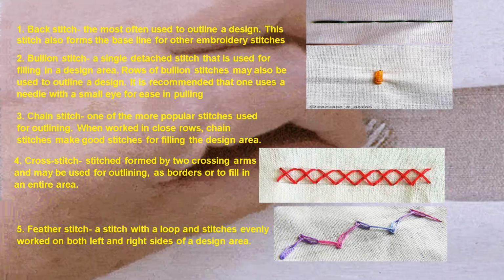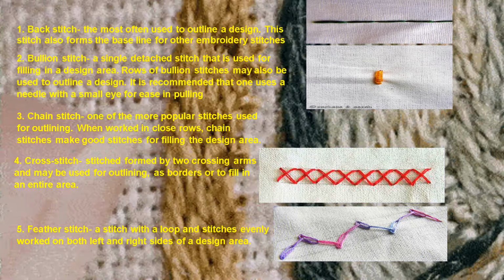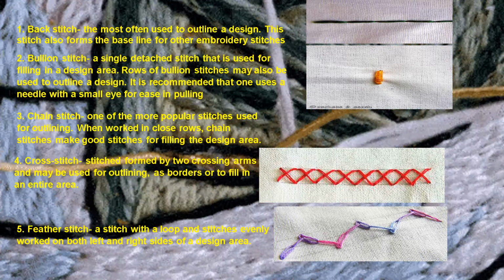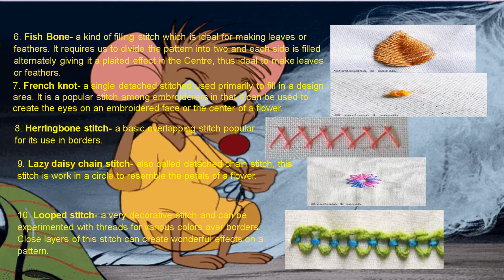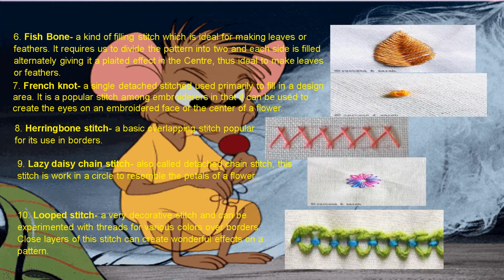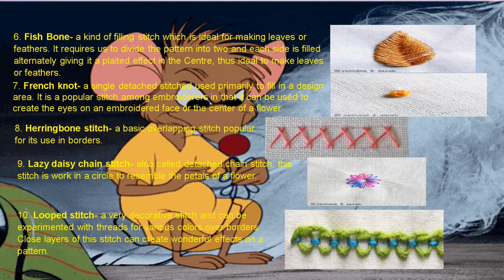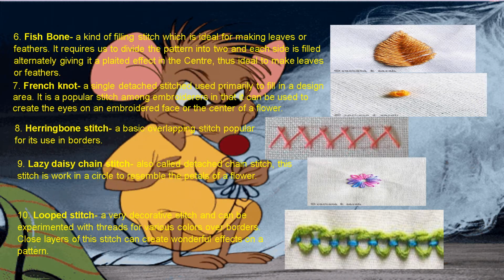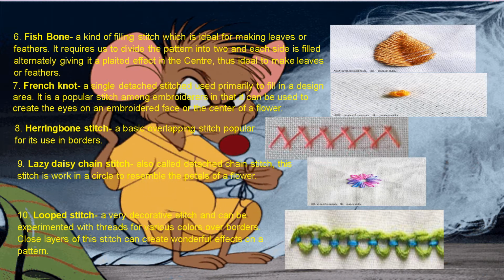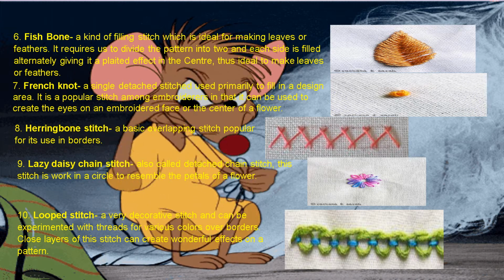Number 5. Feather stitch. A stitch with a loop and stitches evenly worked on both left and right sides of a design area. Number 6. We have the fishbone, a kind of filling stitch which is ideal for making leaves or feathers. It requires us to divide the pattern into two and each side is filled alternately, giving it a plaited effect in the center.